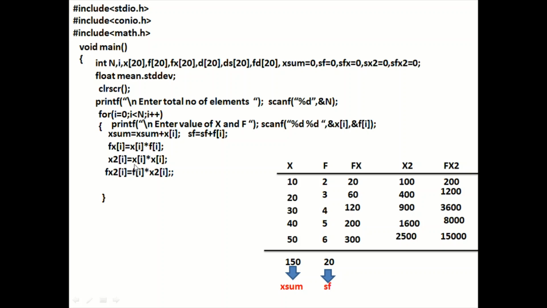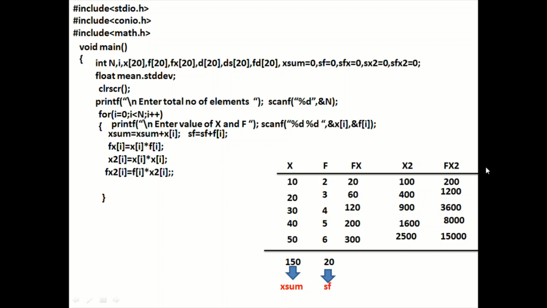Then coming to X2. X2 of 1 is equal to X of 1 into X of 1. What is X of 1? 20. 20 into 20, here we got 400. F2 of I is equal to F of I, that is 3, into X2 of I, that is 400. How much is it? 1200. Again it goes back, and so on. In this way, all of this is calculated, so it is stored in those arrays.